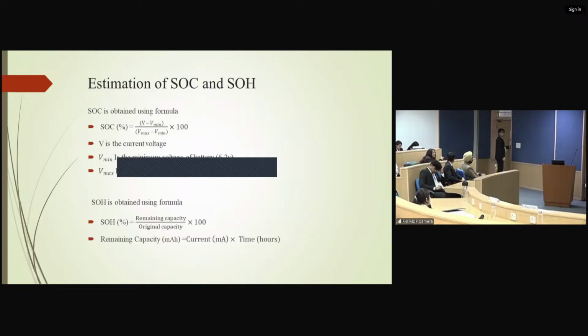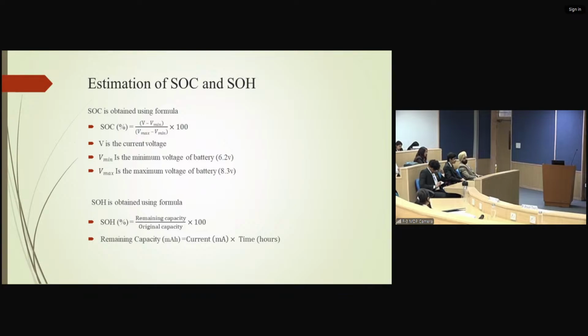Then we have the estimation of SOC and SOH. Using the formula, we can get the SOC, that is V minus V minimum, over V maximum minus V minimum. V is the actual voltage, V minimum is the minimum voltage the battery will sustain, and V maximum is the maximum charge the battery can hold. In the same way, we have a formula for state of health estimation of the battery, that is remaining capacity over the original capacity times 100 for the percentage.